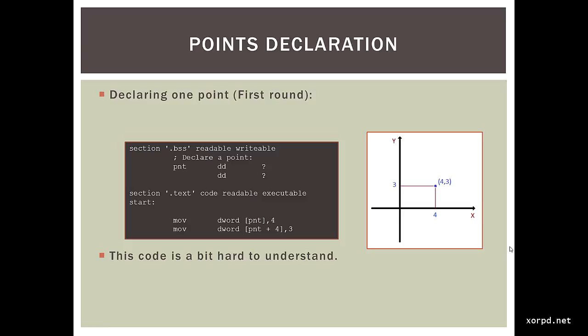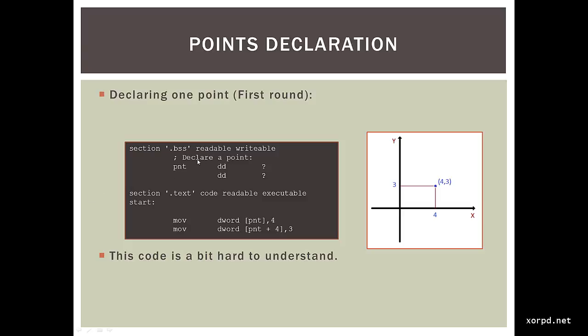Points declaration. Let's begin with declaring one point. This time we are going to use actual code to declare a point. So we just put some placeholders in the BSS section for two dwords. We call the label pnt, which stands for point, and we put the first dword here and the second one here, and this is a total of 2 dwords.